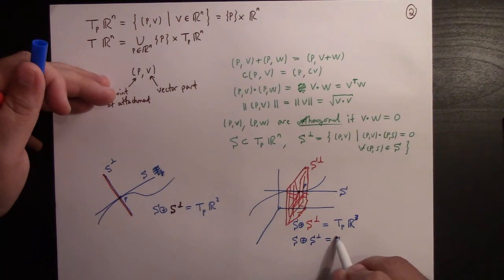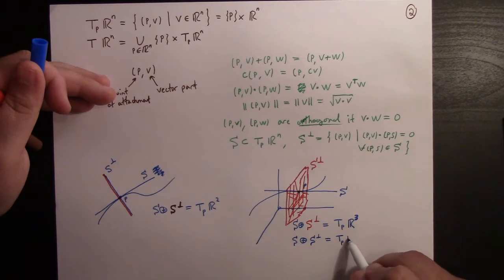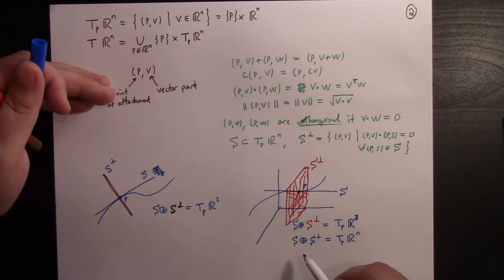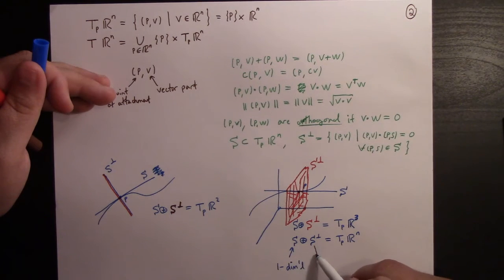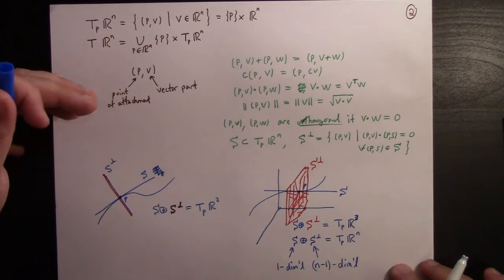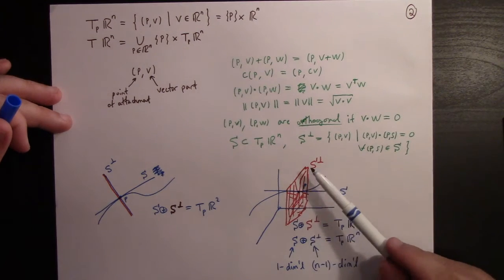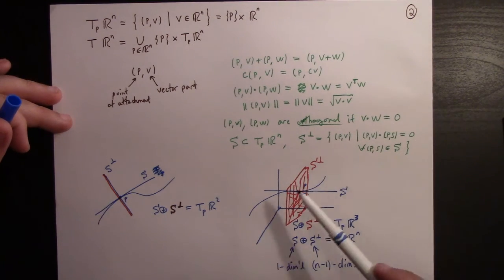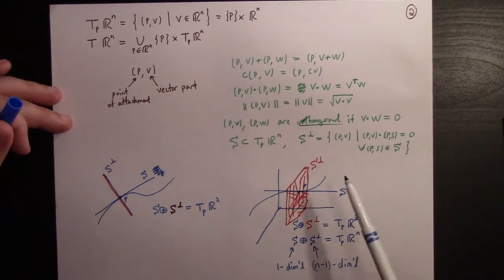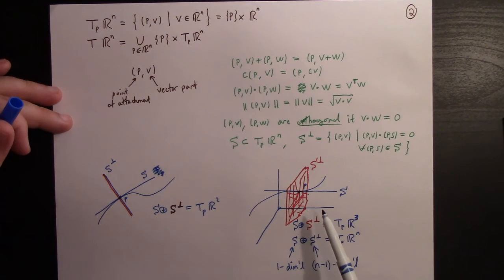Sorry, I can only bear the color coding for so long. That is TP Rn. If we're talking about S being the tangent line to a curve, it would still be the case that this is one-dimensional, whereas this would now be n minus one-dimensional. So the so-called normal space, because the perp here is what you call the normal space, the size of the normal space depends on the ambient context, right?